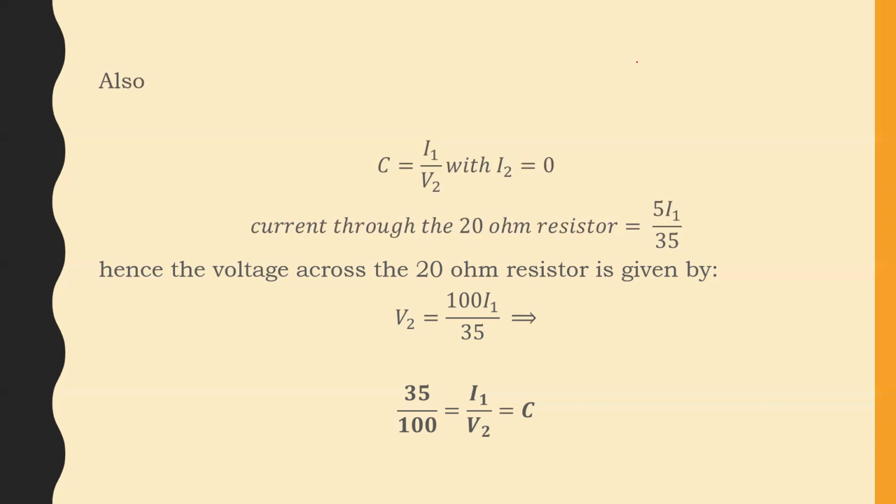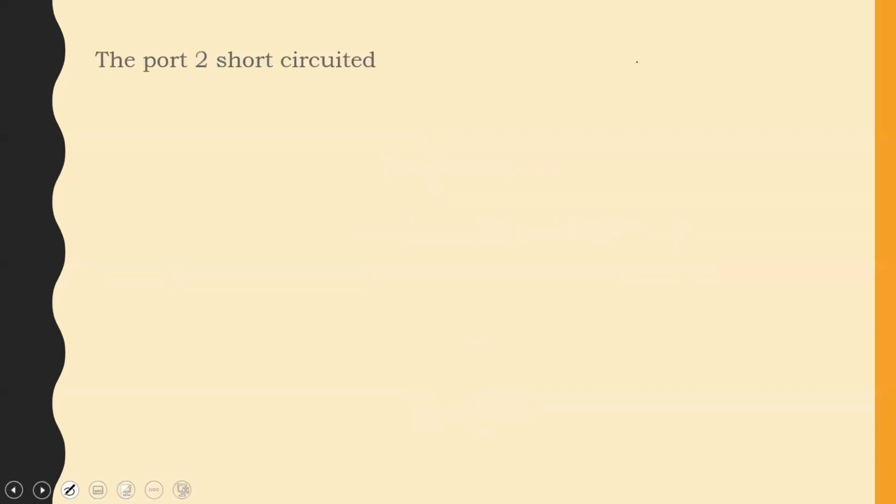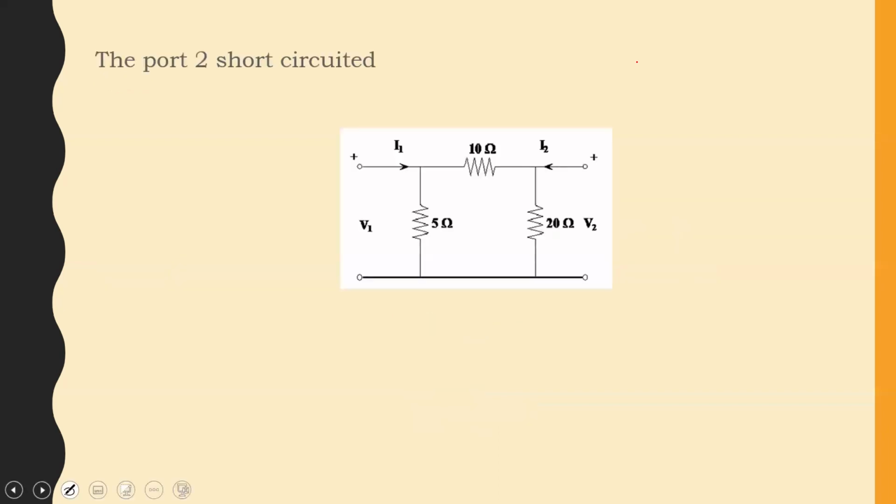All right. For B, we now have port 2 short circuited. So for A and C, we had it open circuited. For B and D, we have it short circuited. So I put in my short circuit.